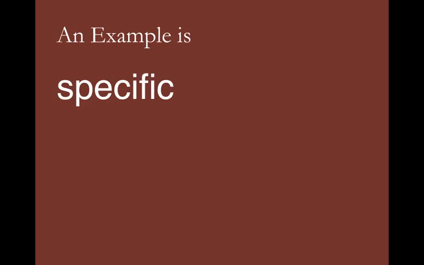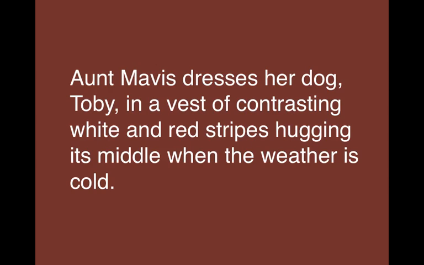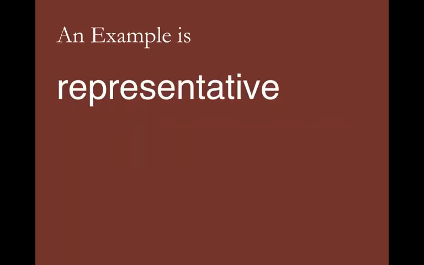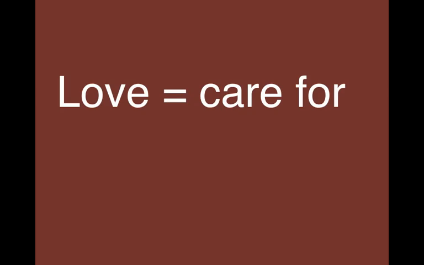An example is specific. Aunt Mavis dresses her dog. Which dog? Toby. Toby's the only one. In a vest of contrasting white and red stripes, hugging its middle when the weather is cold. And an example is representative. For example, how do you represent love? You talk about what you care for.